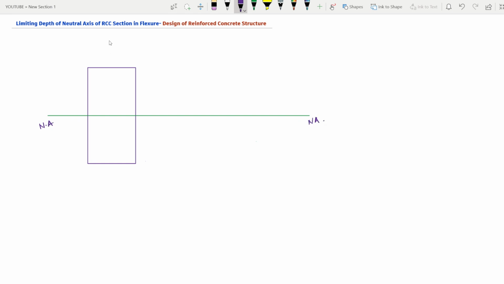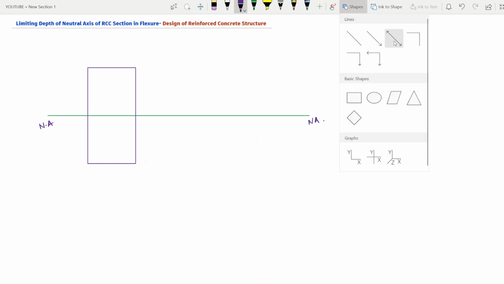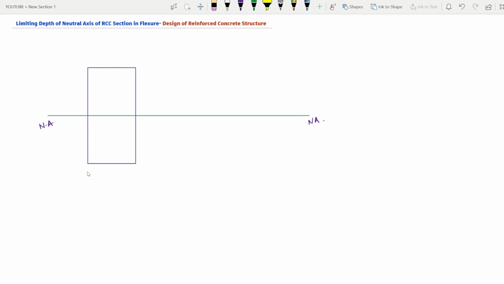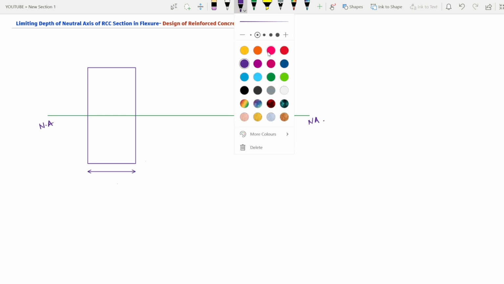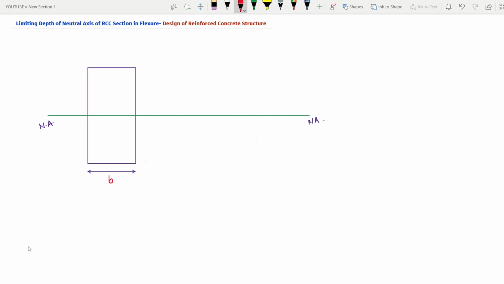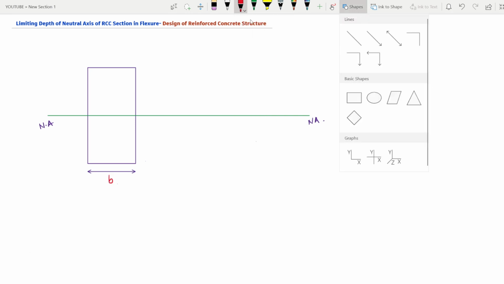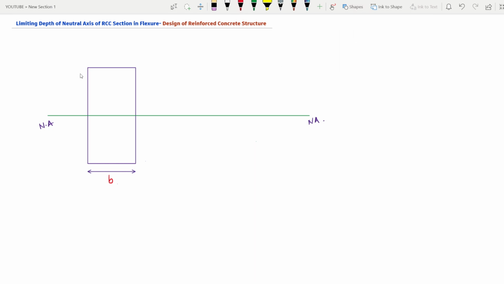Okay, so suppose this is the width of the section, which we consider as B. And this is the overall depth, which is D. Fine.